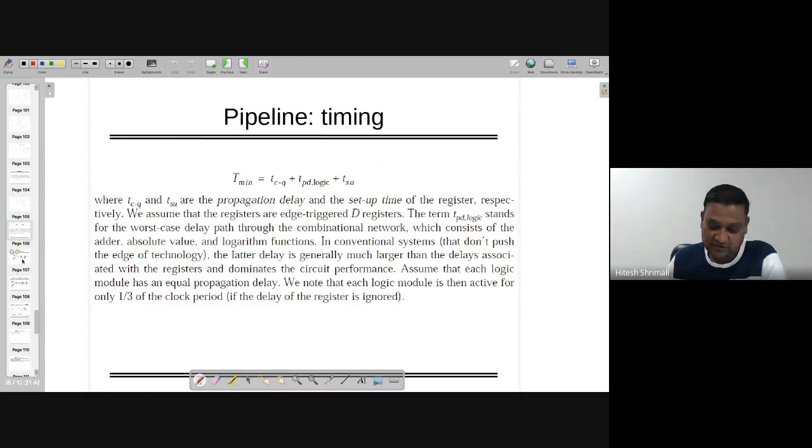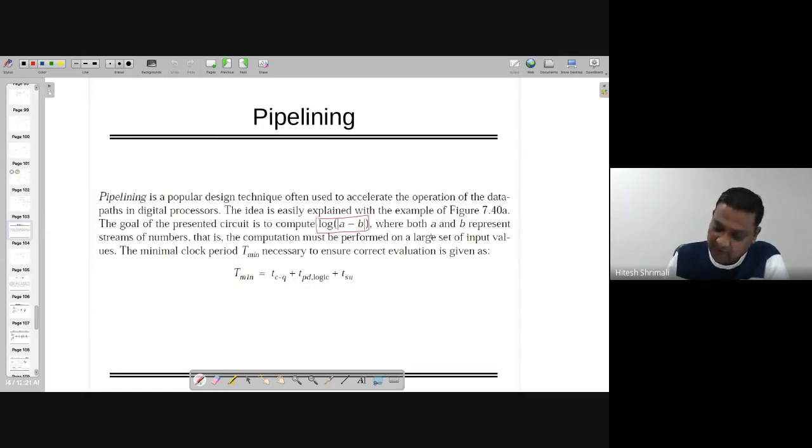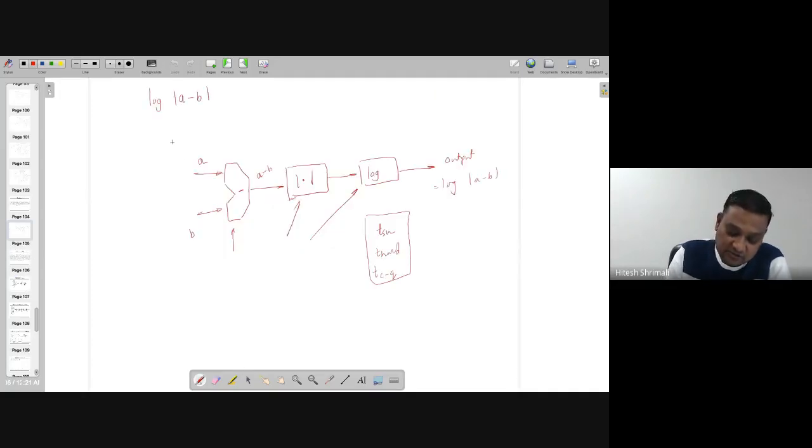So this is what it's saying over here, that both A and B are presenting streaming numbers. That is, computation must be performed on a large set of input values. And note that A and B are variables and they are not fixed values. It might be a stream of numbers, meaning it might be changing like 001100. It's changing, and it's coming to this particular channel serially. So continuously there is a stream of some numbers, something like this, and so on.